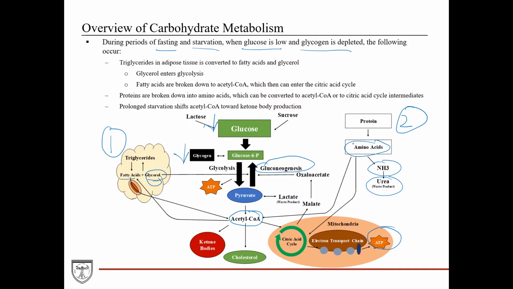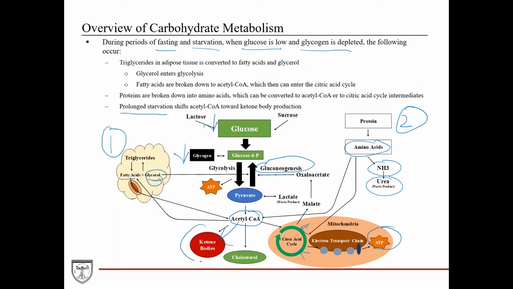Amino acids themselves can also be used as citric acid cycle intermediates, where they enter the citric acid cycle at different points throughout the cycle, and then again contribute to production of those electron carriers NADH and FADH2. Lastly, prolonged starvation shifts acetyl-CoA toward ketone body production.